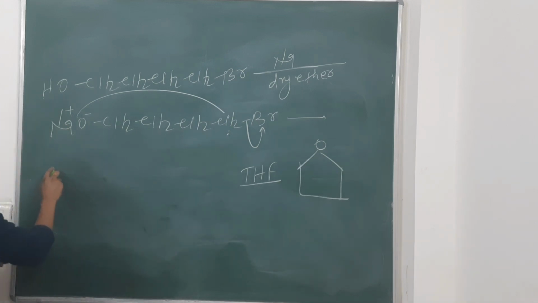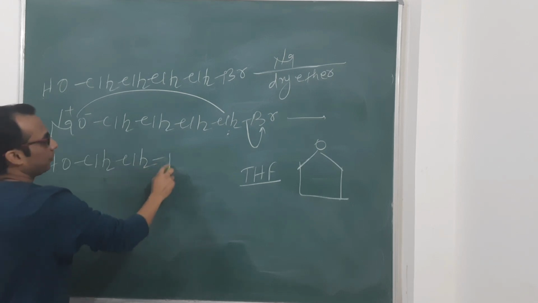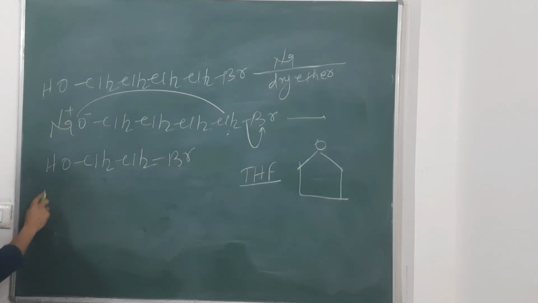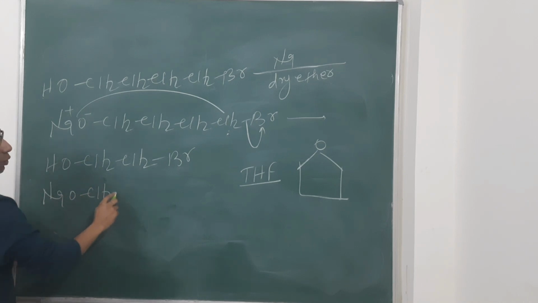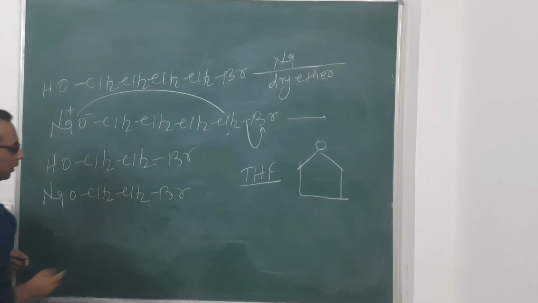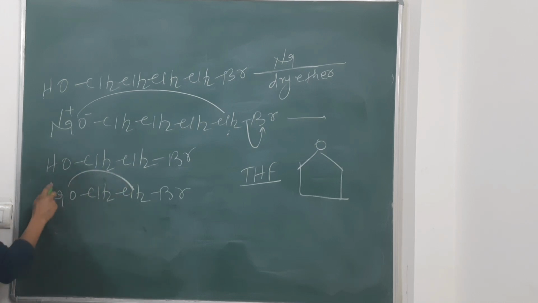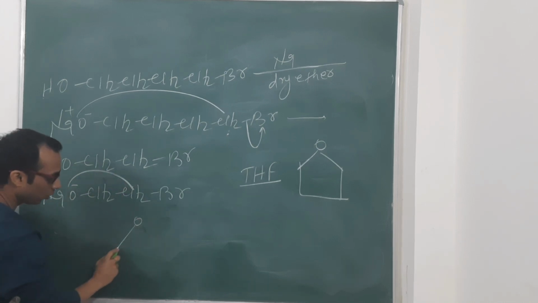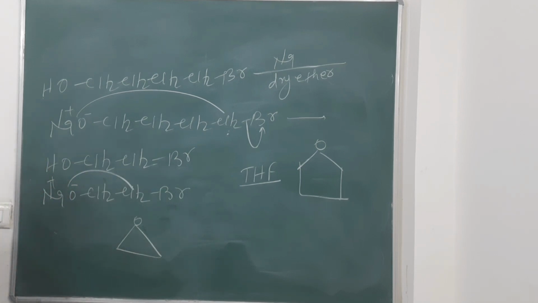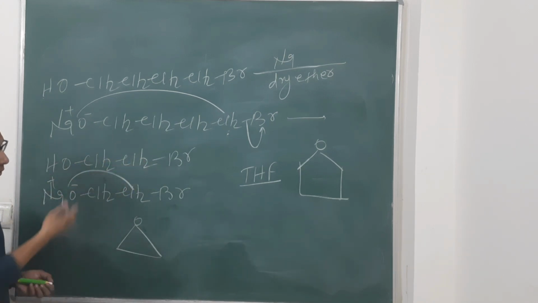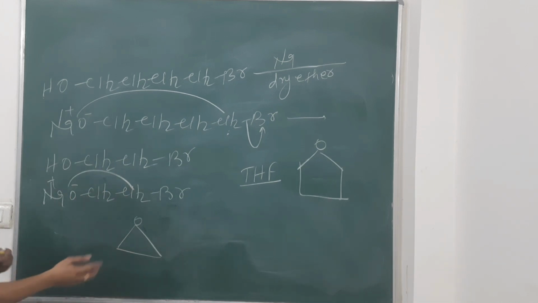Once more, see here, HO, CH2, CH2 and Br, the same thing will happen. NaO, CH2, CH2, Br. Student, it will attack here, plus and minus. So what will happen? This type of compound is formed. Are you getting it or not? Now, this is called the intramolecular Wurtz reaction, students. Two or three more examples we will understand here. This is the intramolecular Wurtz reaction. Now we understand one or two more examples.